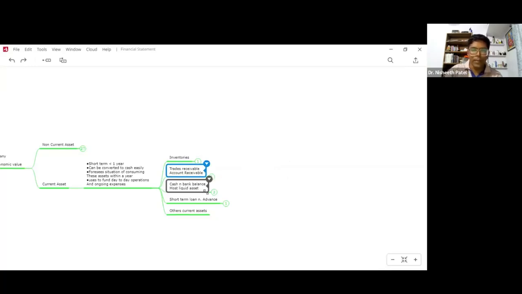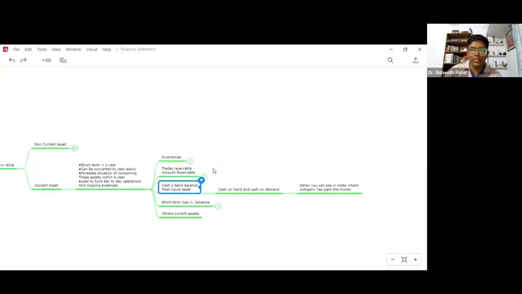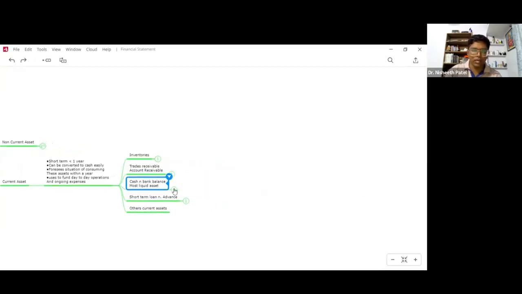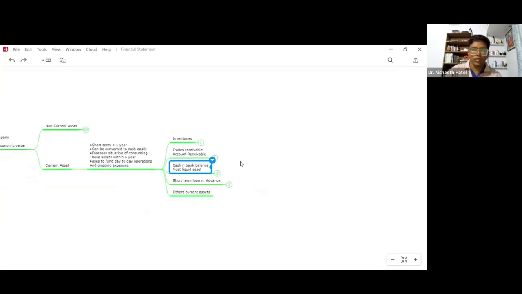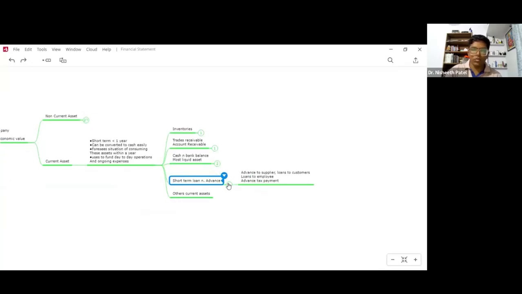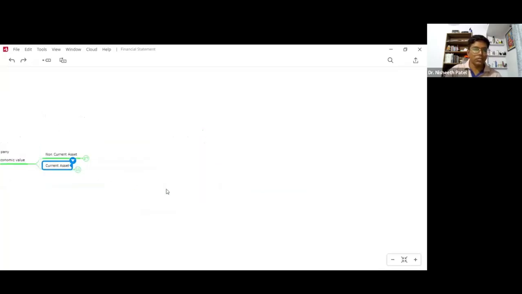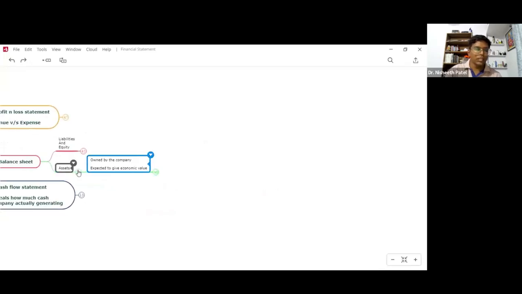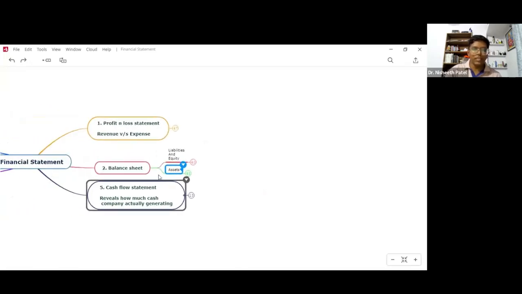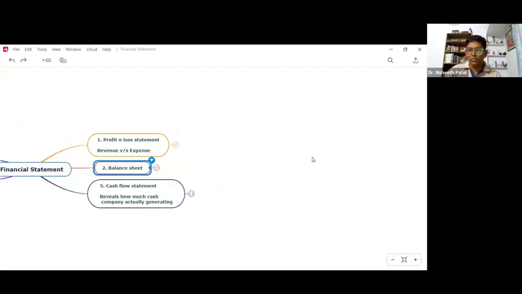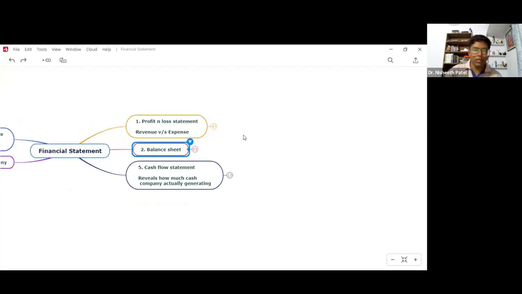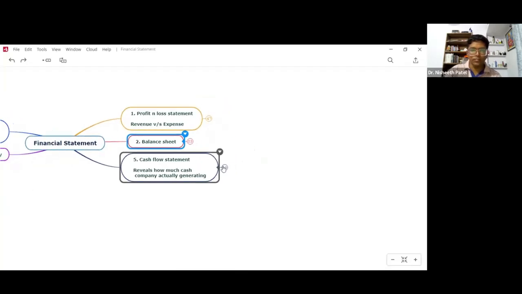The cash and bank balance. This is the most liquid asset. So cash on hand, they can encash anytime in case of emergency. Then short-term loans and advances. If the company has given some loan to an employee, or has made advance tax payments, or advances to suppliers, or loans to customers, or any other things. So this includes the balance sheet portion. I think everyone is clear about this segment.